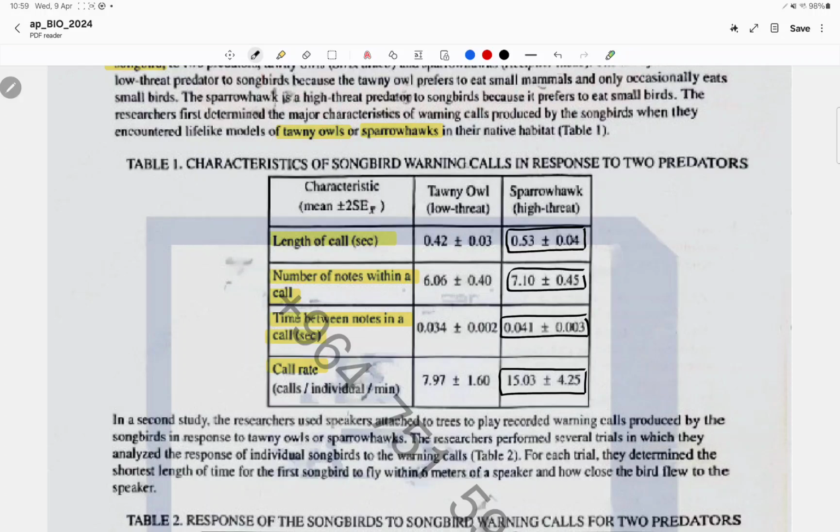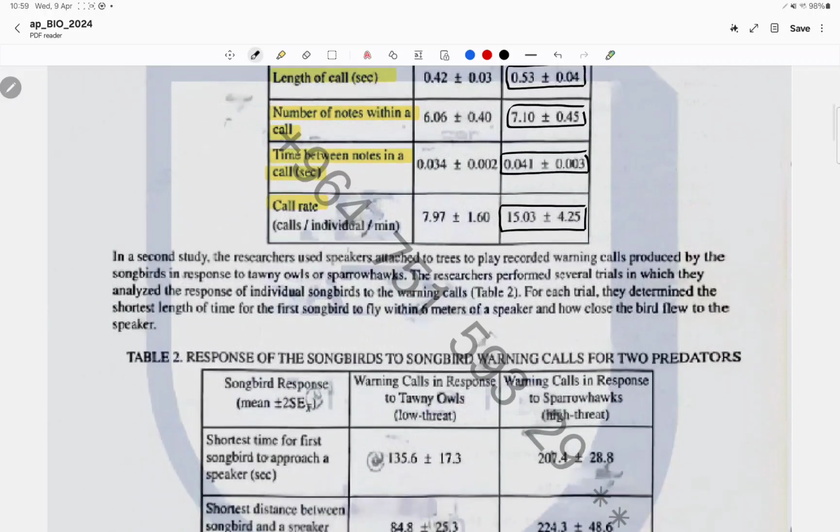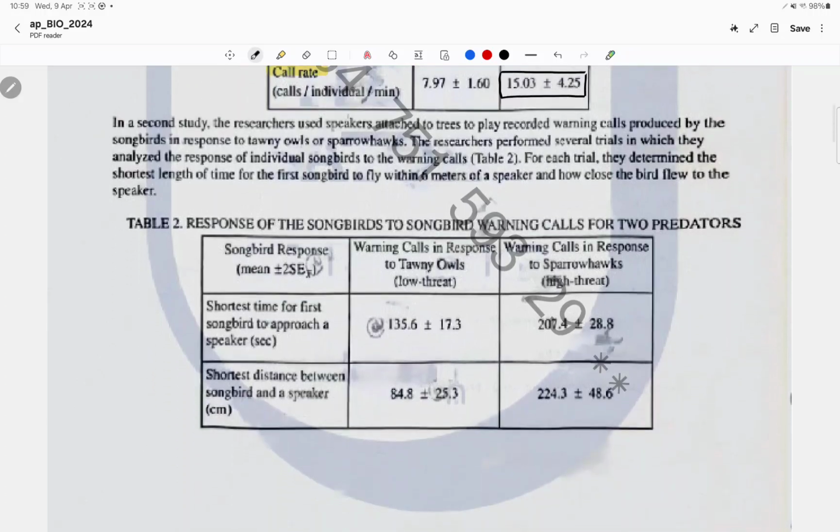In a second study, the researchers used speakers attached to trees to play recorded warning calls produced by the songbirds in response to tawny owls or sparrowhawks. The researchers performed several trials in which they analyzed the response of individual songbirds to the warning calls. For each trial, they determined the shortest length of time for the first songbird to fly within 6 meters of a speaker, and how close the bird flew to the speaker. The speaker, of course, resembles the what? The predatory bird, exactly.